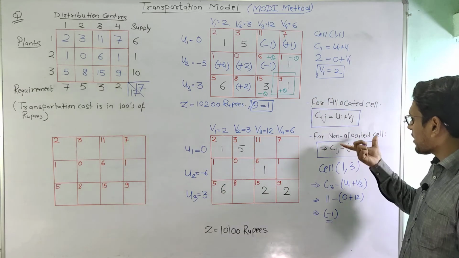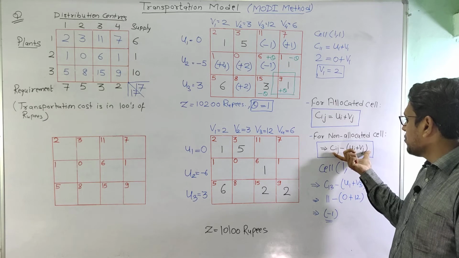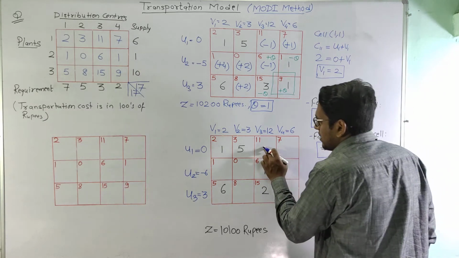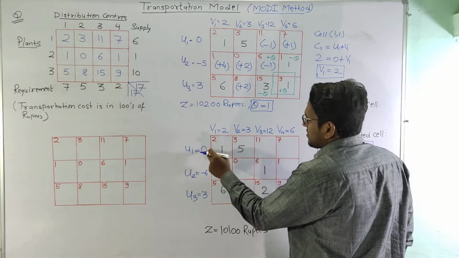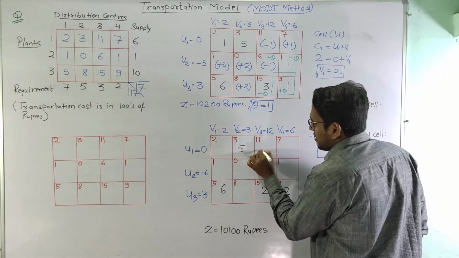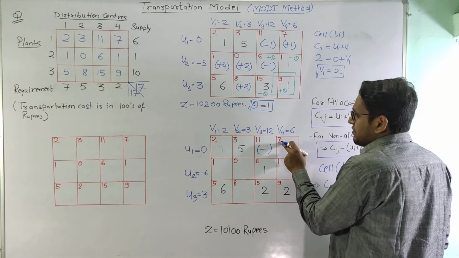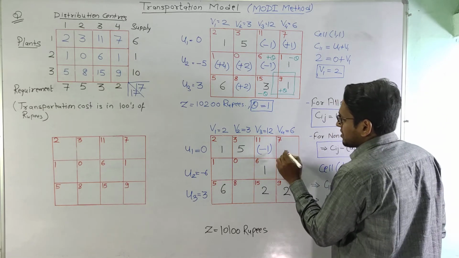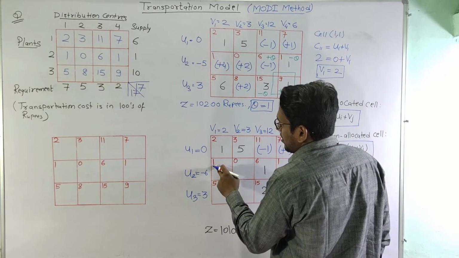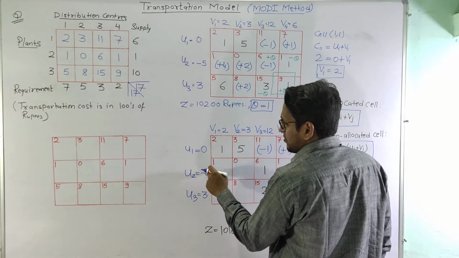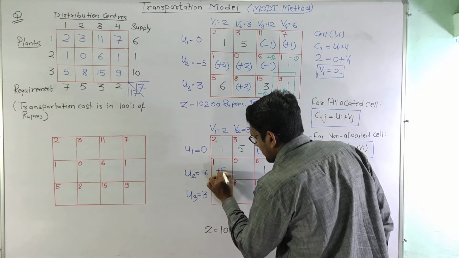Now what we need to do is, for non-allocated cells, we need to calculate the values of Cij minus (ui plus vj). That means for this particular cell, this is 11 minus (0 plus 12), so 11 minus 12, which is equal to minus 1. Similarly for this cell, 7 minus (0 plus 6), so 7 minus 6 is plus 1. For this cell, 1 minus (2 minus 6). 2 minus 6 is minus 4. So 1 minus of minus 4 is plus 4, 1 plus 4 is plus 5.